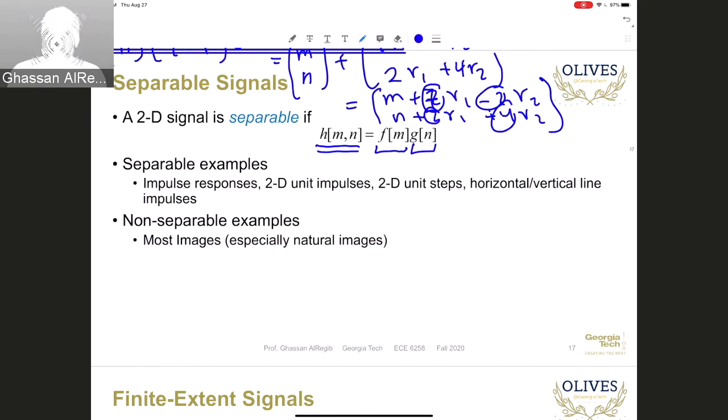So if you look at filter impulse responses, two-dimensional unit impulses, unit steps, vertical and horizontal lines, all of these are separable. Although we cannot really control it, and most natural images we are dealing with are not separable, at least the filter impulse responses we can design to be separable. So instead of having a two-dimensional convolution, we can have a sequence of two consecutive one-dimensional convolutions. And we'll see how much saving in terms of computation that will give us in a few minutes. That's really the strength of separability.